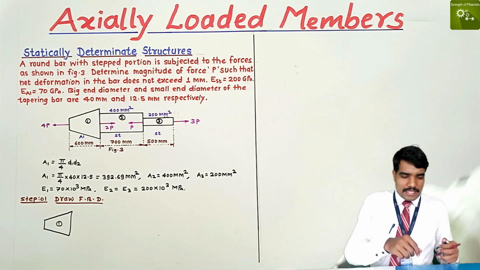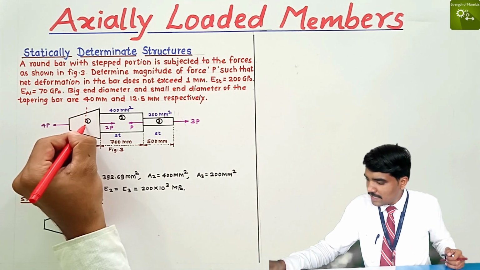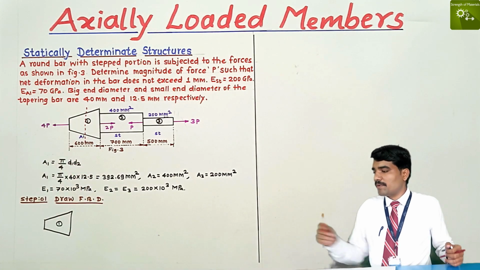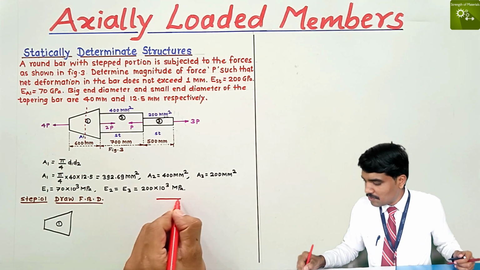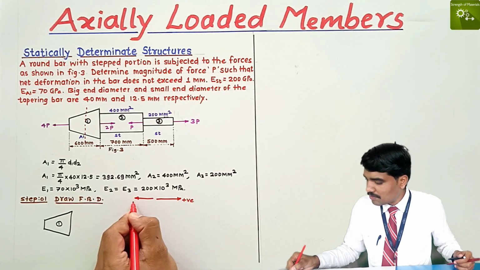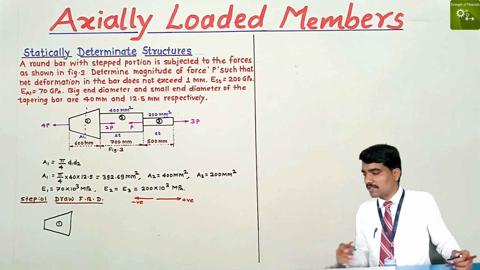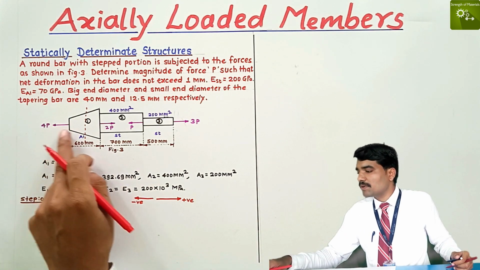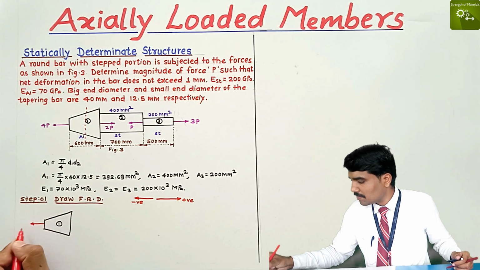Okay, we consider a section in first member and see left side of force. We have some sign conventions. Forces going towards right, we take positive, and forces going towards left, we take negative. Okay, see left side of forces. There is only one force, 4P. It goes towards left. We draw here force 4P.